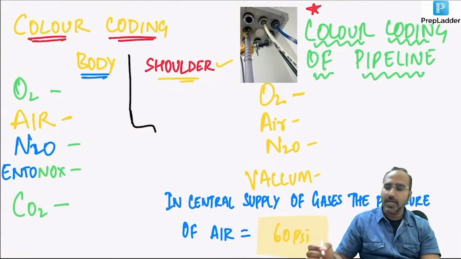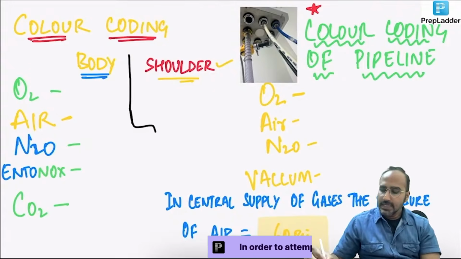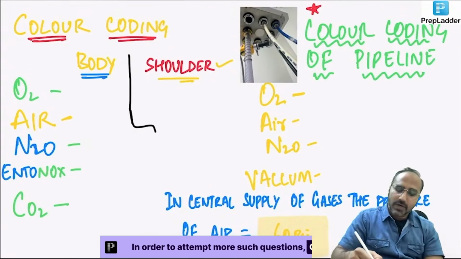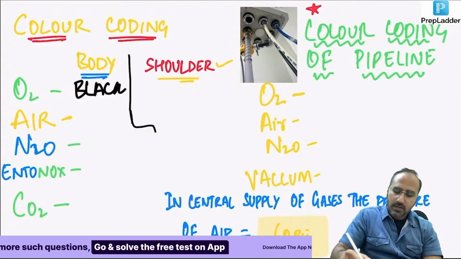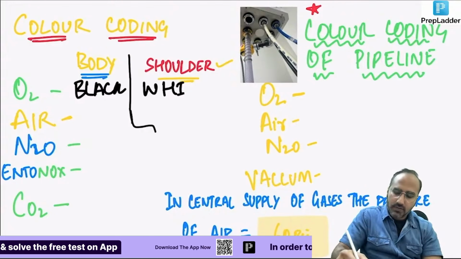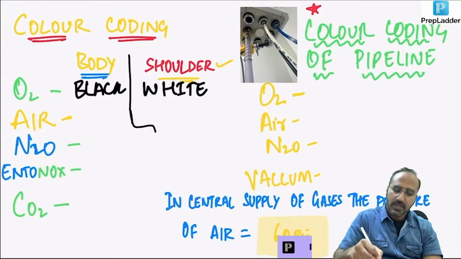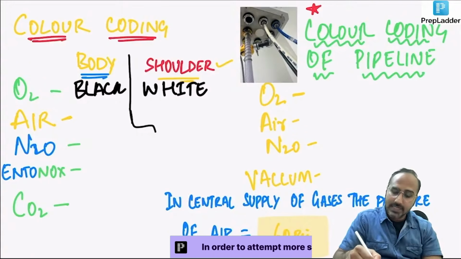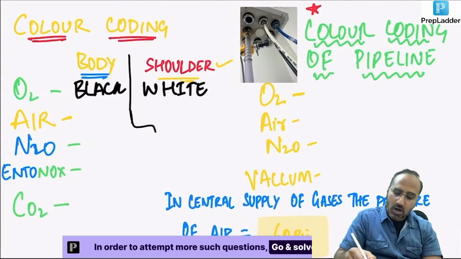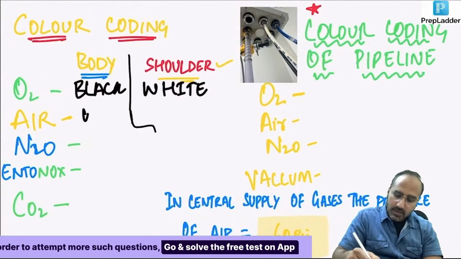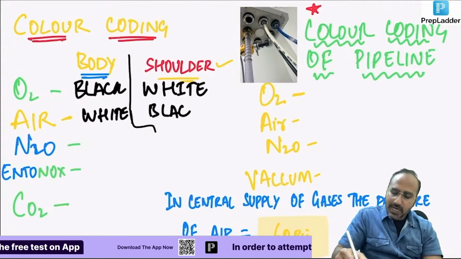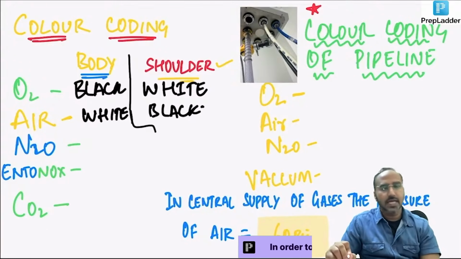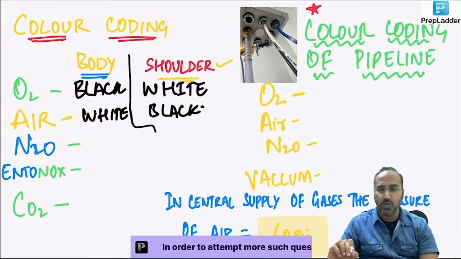So remember, color coding of the cylinders, guys. You have to remember. Oxygen, what is the color coding? It is the black body, white shoulder. Okay. Air, what is the cylinder color, guys? Air cylinder color is the opposite of oxygen. That is white body and black shoulder. In some countries it is basically gray body and black and white shoulders.